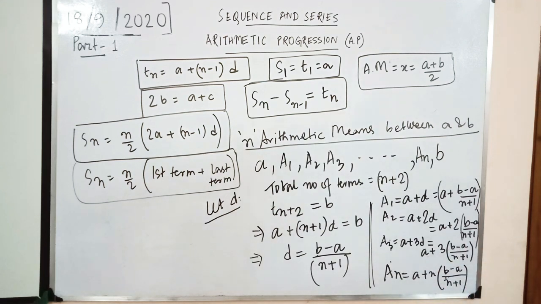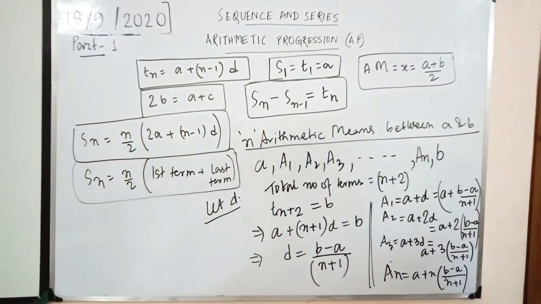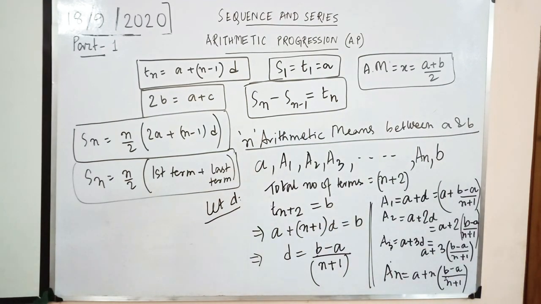So after we get the value of d, other values we can generate very quickly. So it's up to this. We have almost learned all the formulas related to arithmetic progression. We can always do some sums behind.